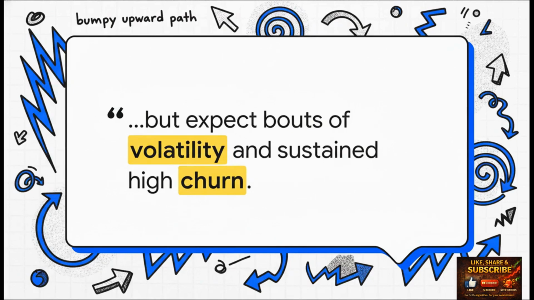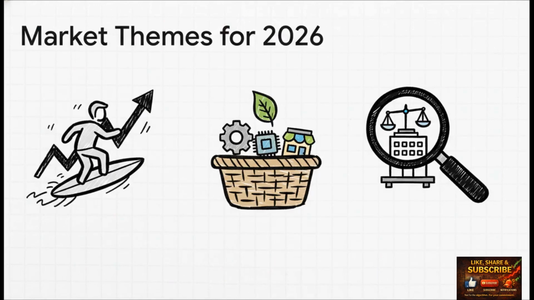That instability means we should expect some sharp swings and a lot of churn. Churn just means different sectors are going to be rotating in and out of favor really, really quickly. So yeah, the path upward is probably going to be a pretty bumpy one. So in a market like this, what's the game plan? Well, the advice seems to center on a few key themes.